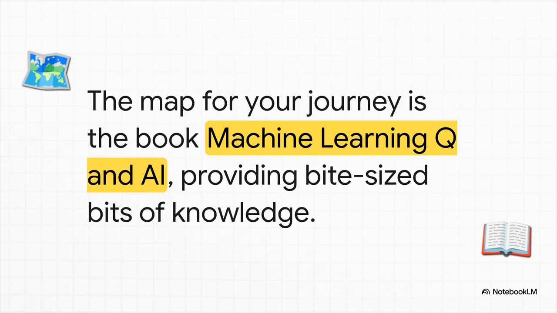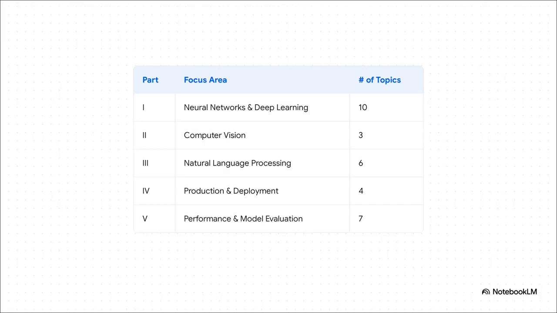Okay, so if Sebastian is our expert guide, then this is our map. Machine Learning Q&A isn't some 1,000-page textbook that'll put you to sleep. Nope. It's designed to be a practical, accessible chart to the most important landmarks in the entire AI world. So, let's take a look at the key to this map, right? How it's all laid out. It breaks down the whole territory into 5 major regions. This structure gives you a really clear, logical path, taking you all the way from the fundamentals of neural networks to the truly expert-level skills of model evaluation.